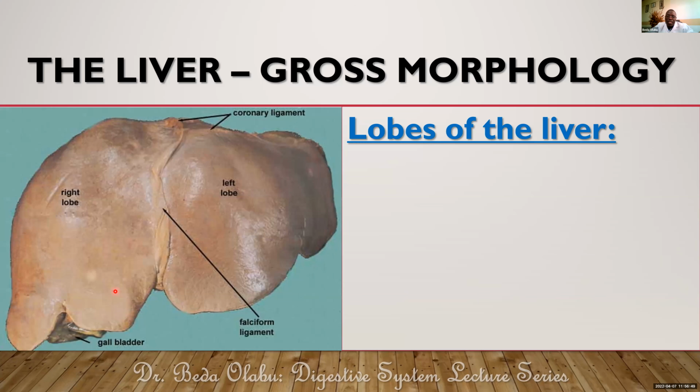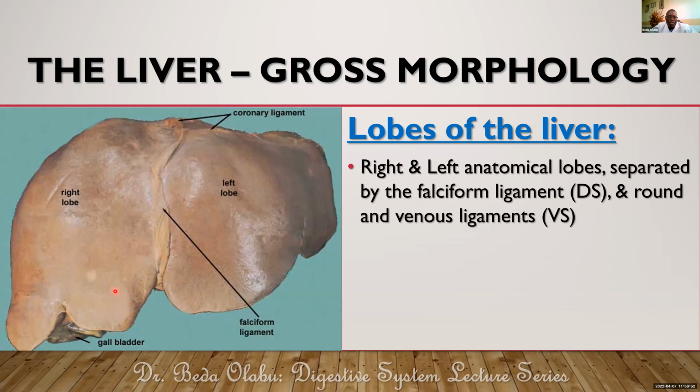Apart from that, I want us to talk about the lobes of the liver. We consider the liver as having right and left anatomical lobes, as well as right and left physiological lobes. Let's define the anatomical lobes. The right and left anatomical lobes are separated by the falciform ligament when you look at the diaphragmatic surface. DS stands for diaphragmatic surface. We have the right and the left anatomical lobe of the liver. This is the falciform ligament.